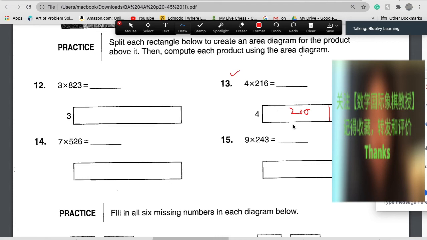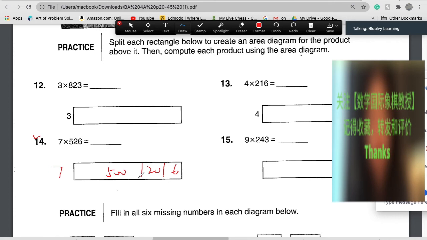So then you got this one. That's 800, then 40, then 24. So add together, you got 864. This one is correct answer. Very good. Now let's work on 14. So you write this one 7, then you separate this one's 500, this 20, this 6.